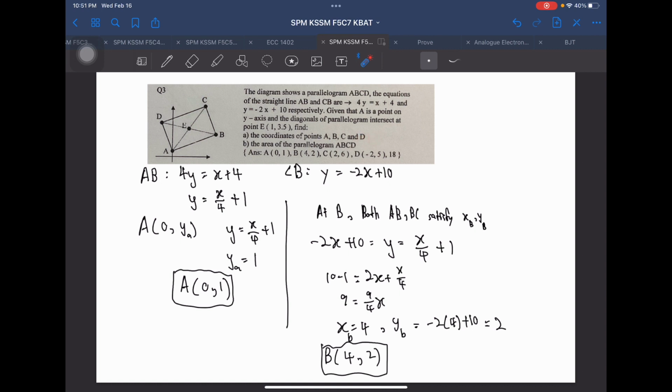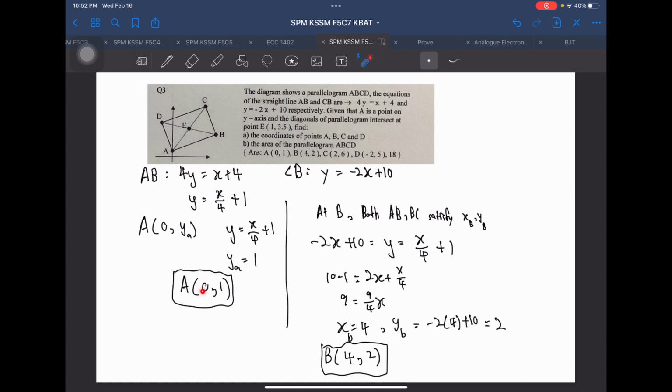From here, we change the equation of AB into y equals mx plus c. I always like to change it like this because in y equals mx plus c, you can find the y-intercept. So you know that for line AB, A is a y-intercept. So what is the value of y at point A? Definitely the y-intercept. If you see this equation AB, what is the y-intercept? The y-intercept is 1. So you know that A is 0, 1.